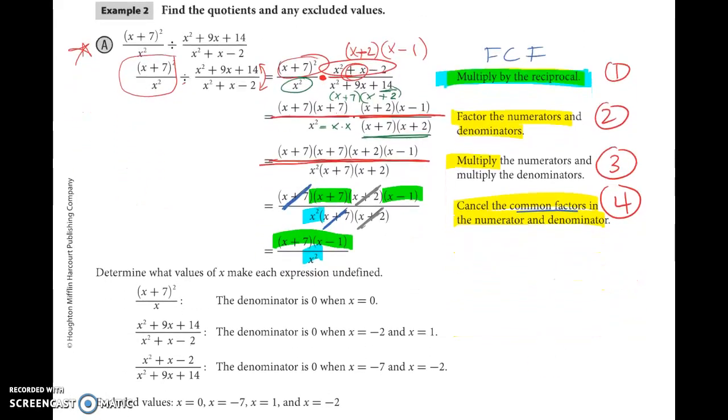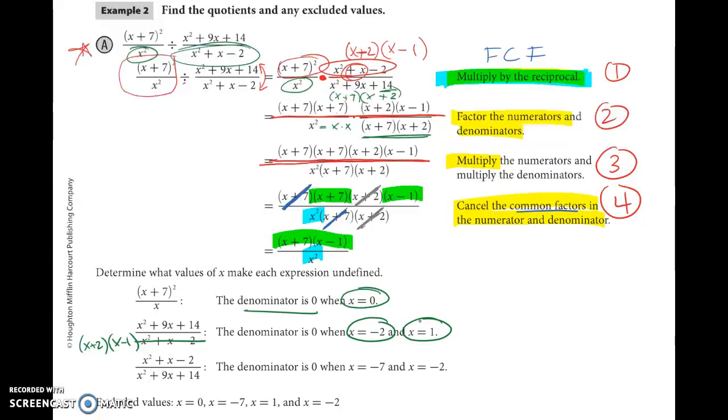For your excluded values, remember you're just setting your denominators equal to 0. So our denominators are, let's go back up to my original here. This is what I'm looking at. And I have x equals 0, so we have to exclude that value. Remember we can factor this right here to be x plus 2, x minus 1, and so those excluded values are a negative 2 and a positive 1.